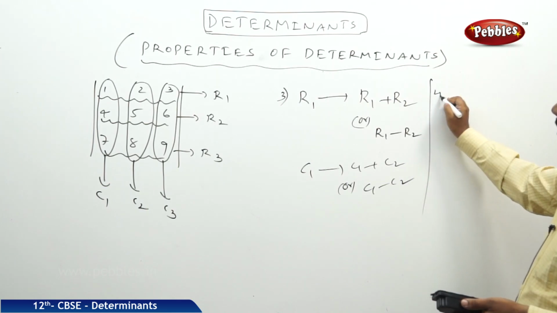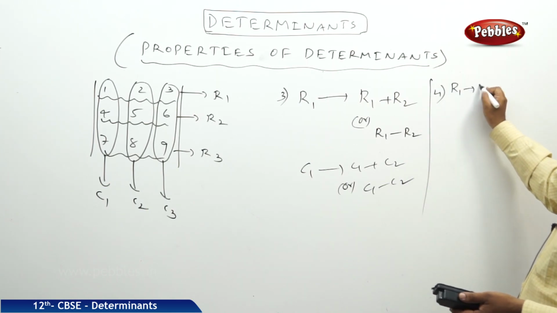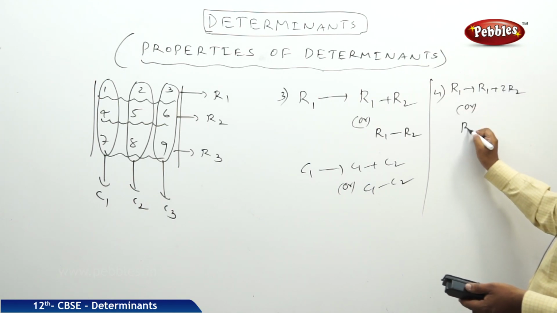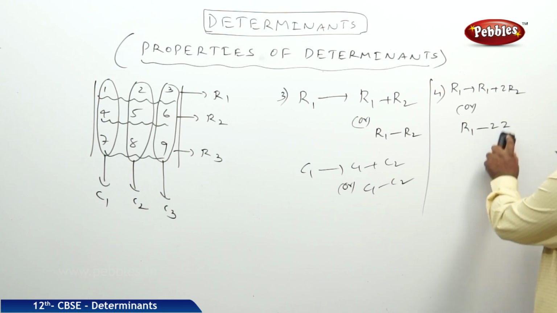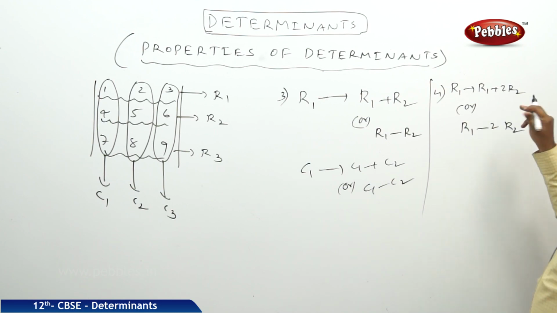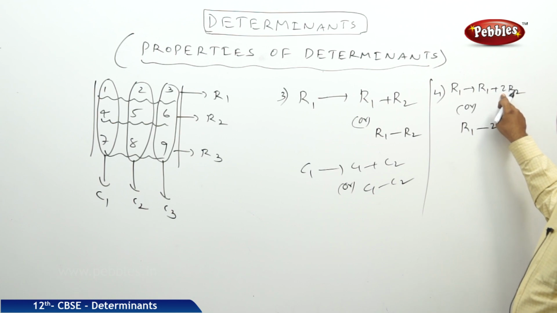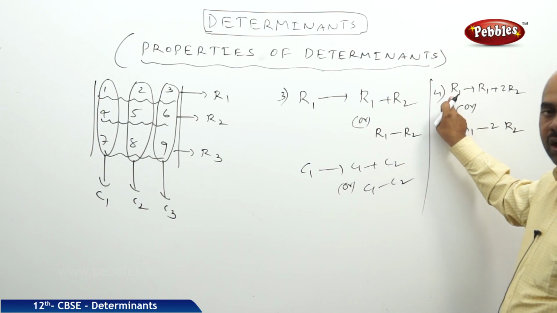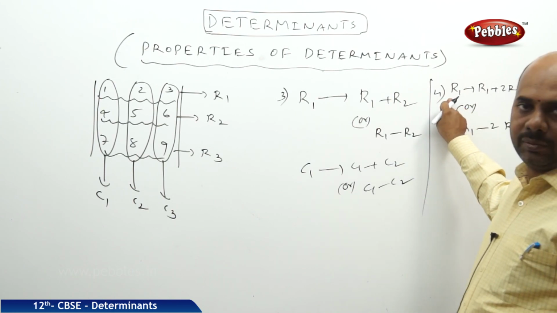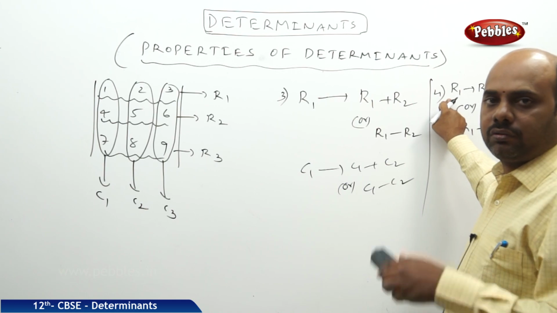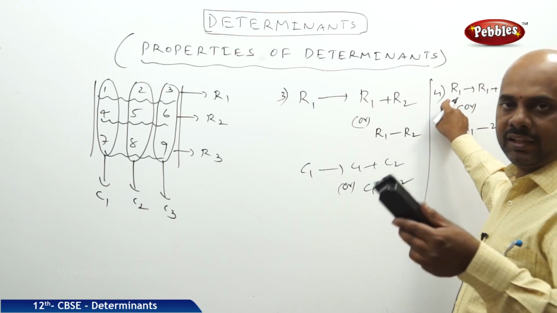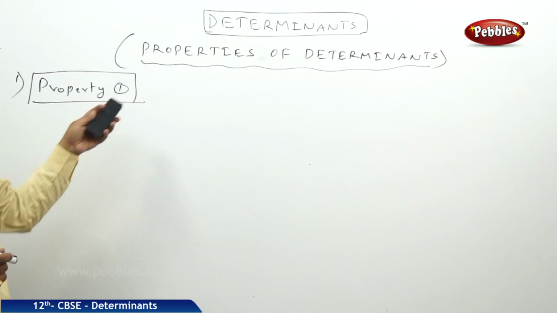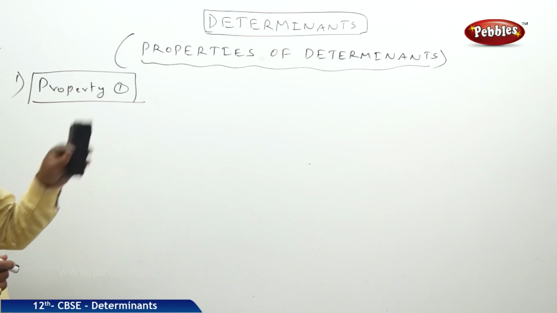And sometimes I may use R1 implies R1 plus 2R2 or R1 minus 2R2. That means R2 is multiplied by 2 and that net result is added to the previous R1 to get a new R1 in the new determinant. These are the notations you should remember before dealing with the properties. Now we are learning the properties of determinants.